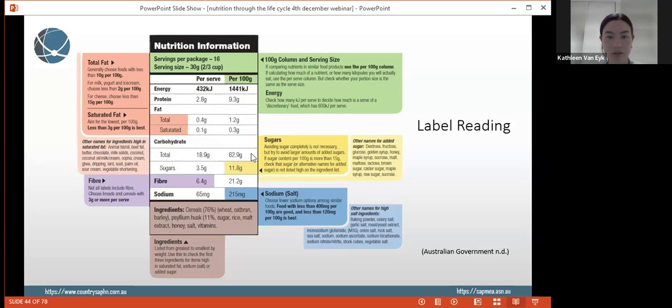Then you can look at carbohydrates for diabetes. You have to think about how much you're actually going to be eating. The serving size here is 30 grams, but you have to consider maybe you would eat 2 serves at once, so you end up doubling the carbohydrates. Then fiber, so more fiber is good, looking at 3 grams or more per serve. And then sodium, more for blood pressure management, we'd be looking at ideally less than 400 milligrams per 100 grams, or best would be less than 120 milligrams per 100.